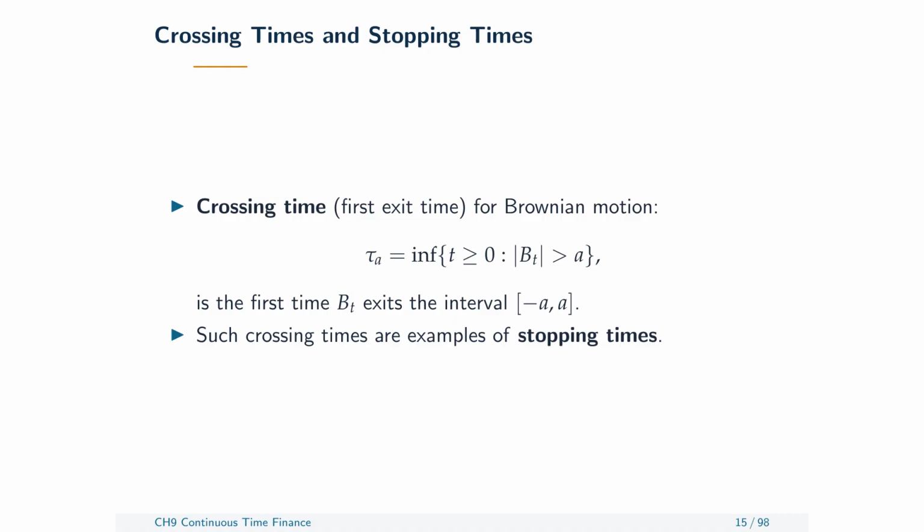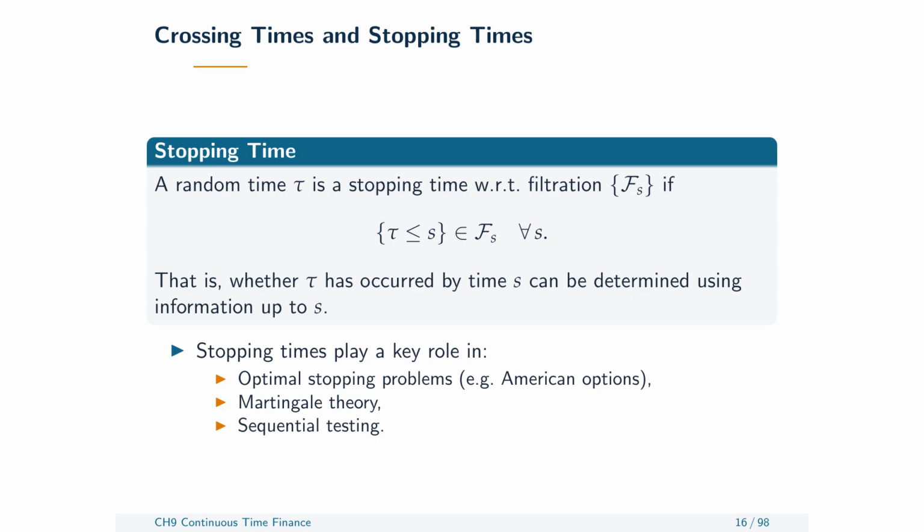A stopping time is a random time whose occurrence by date S can be determined using information available through S. The decision cannot depend on future observations. First crossing times are stopping times because, at any date, we can tell whether the path has already crossed. A time defined using the future maximum of the complete sample would generally not have this property and could not represent a real-time rule.